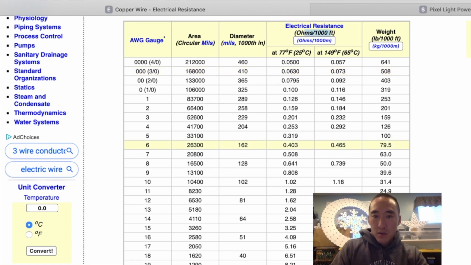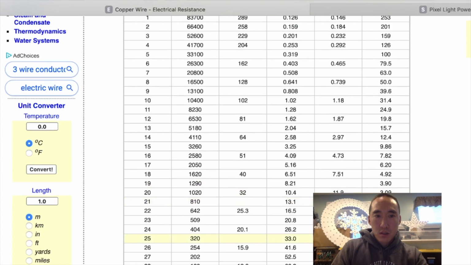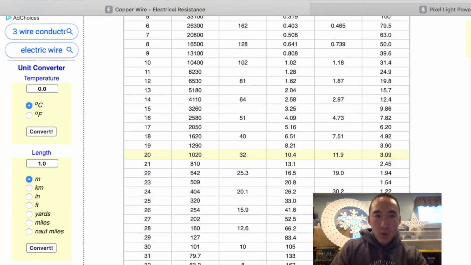And we are looking for a value of 24.3 or so. So as we scroll down here, as the wires get thinner, the resistance increases. So 24.3 is between 23 and 24 effective wire gauge. I'd just guess somewhere around 23.5.